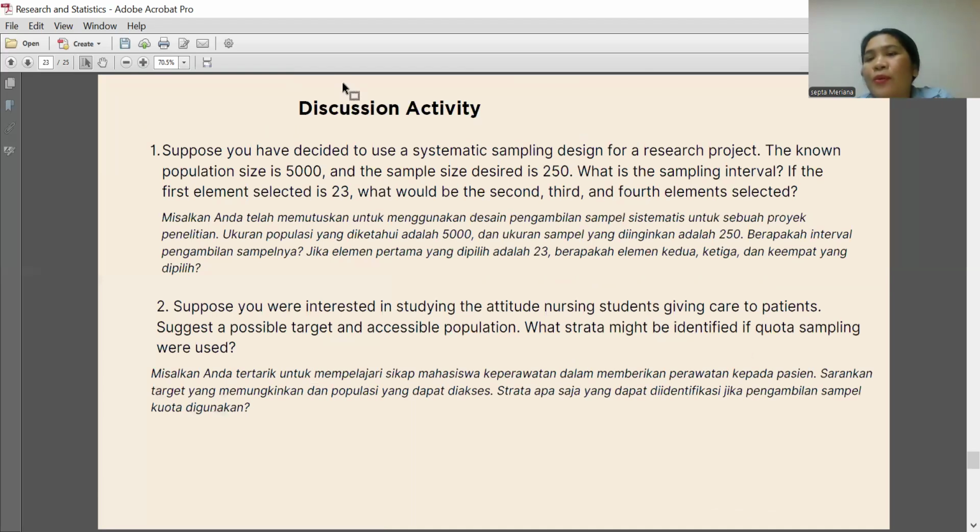So that's all for the population and sample size. So this is the discussion activity. You can read here and also you can answer that, and please put it in the forum discussion in Learn.